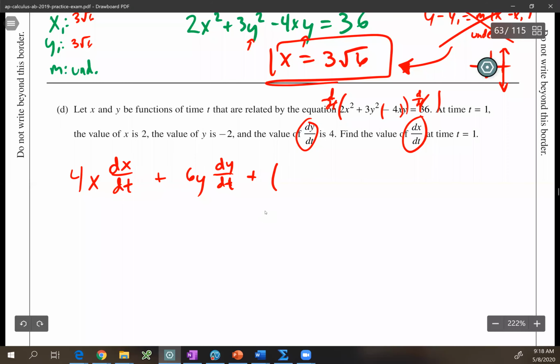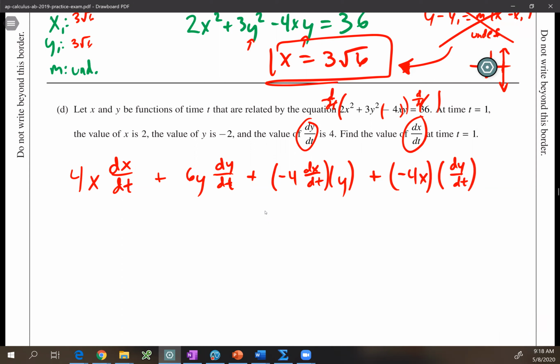Derivative of negative 4x becomes negative 4 because I'm doing the derivative of the x part, dx/dt. We're going to leave y alone, right? Y is staying alone because we didn't do a derivative. The x part gets dx/dt because we did its derivative. And then plus, now negative 4x is staying alone. The derivative of y is 1 dy/dt, right? X doesn't get the implicit because we are leaving it alone. Y gets the implicit, equals 0. And so now that's our equation.